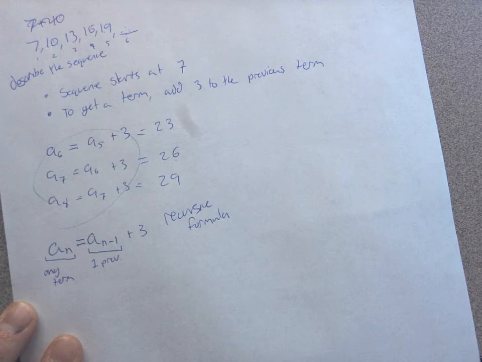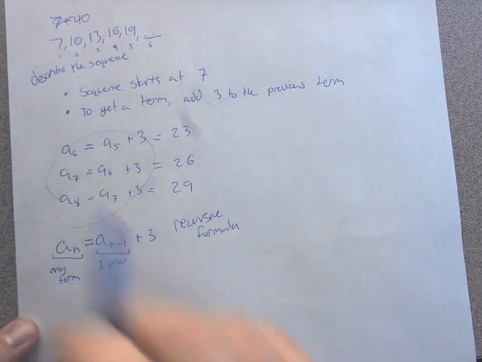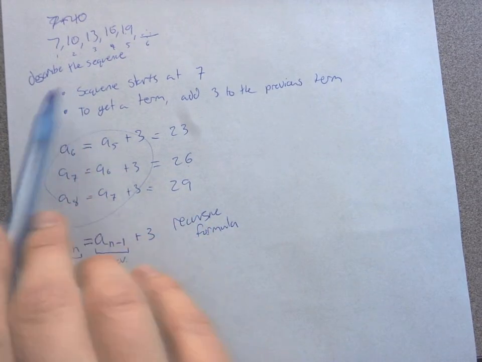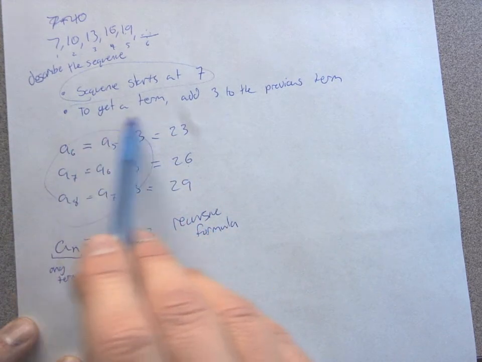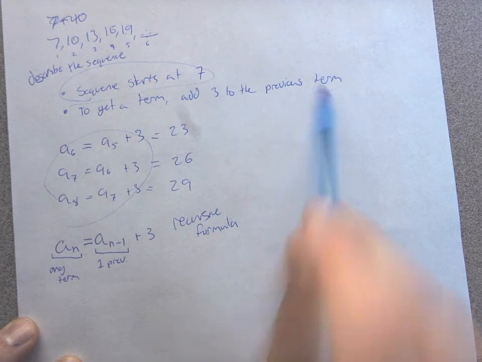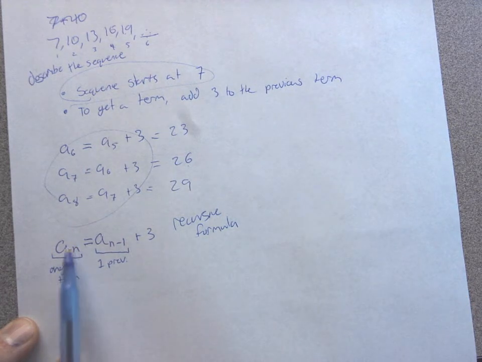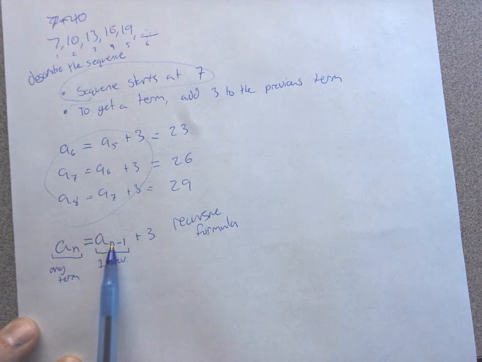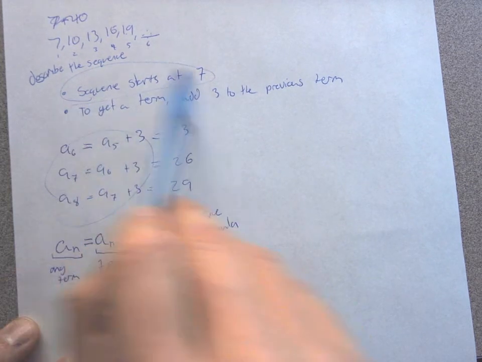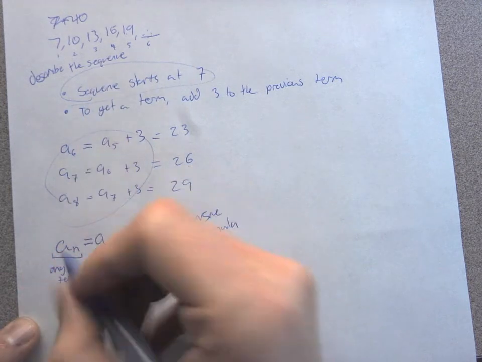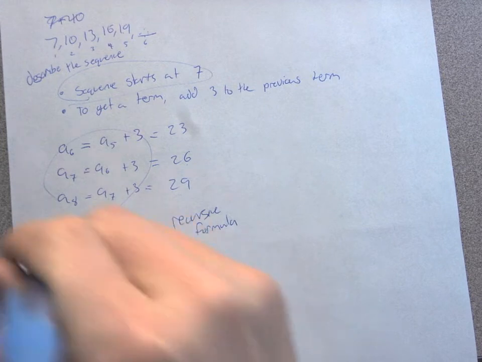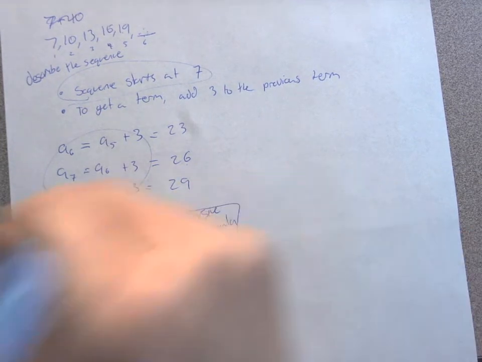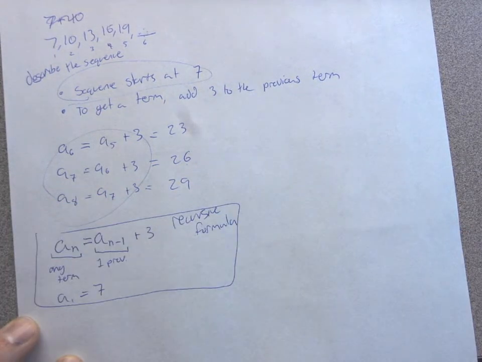Now we actually need to add one more thing to make it complete, and that is the starting point. So notice that the way we described a sequence was its starting point and then its pattern. To get a term, add 3 to the previous term. That's what this is saying in mathematical language. So we just need to now represent this in mathematical language. Sequence starts at 7. And so what we would do is A1 equals 7. So this all together is our recursive formula for this sequence.